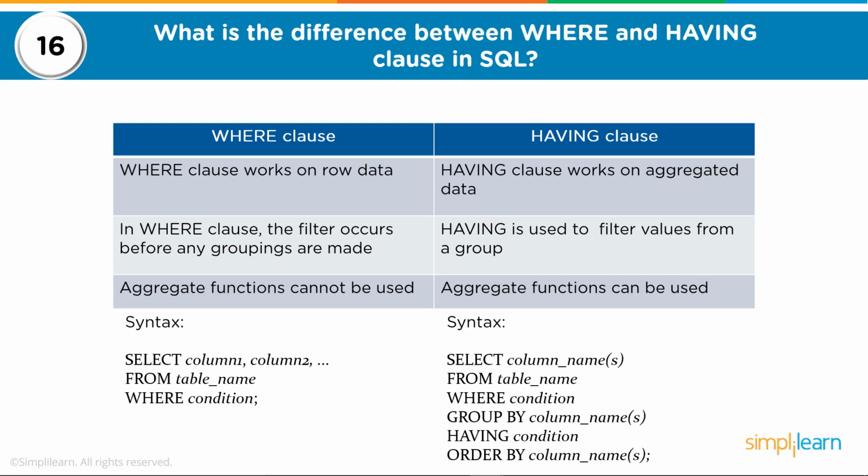Having clause works on aggregated data. Having is used to filter values from a group. Aggregate functions can be used, and the syntax is select column names from table where the condition is, grouped by, having a condition, ordered by column names.